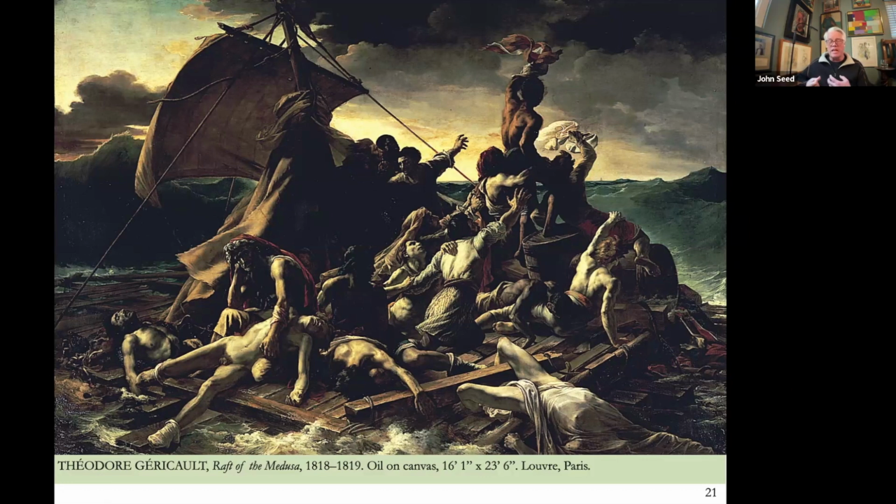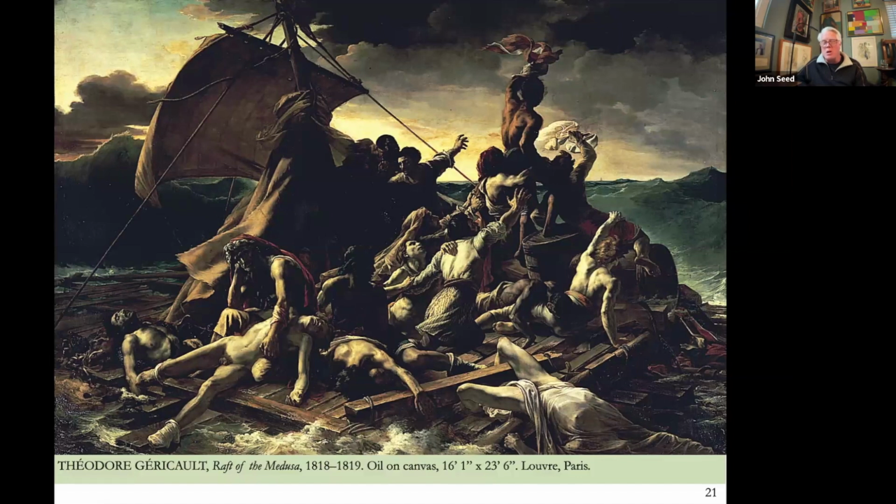And Géricault actually had some of his friends, including Delacroix, model for the figures on this painting. And originally, the figure at the top of the pyramid was going to be waving the French flag, but Géricault decided that that was a little bit iffy, and he turned it into a shirt later.